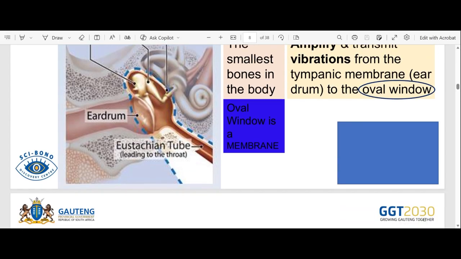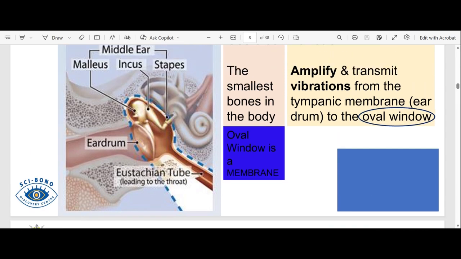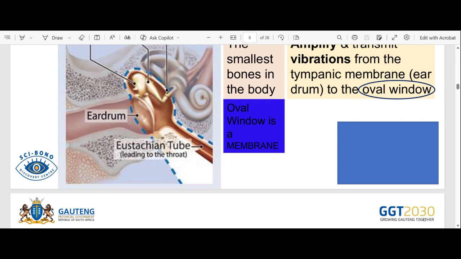And also before I forget this, you have an Eustachian tube, right? A tube in your middle ear that's connected to your throat. So what's the function of this Eustachian tube? The function of this Eustachian tube is to equalize pressure on either side of the eardrum, or the tympanic membrane, right? So it equalizes pressure, this Eustachian tube. But we'll get to the Eustachian tube.